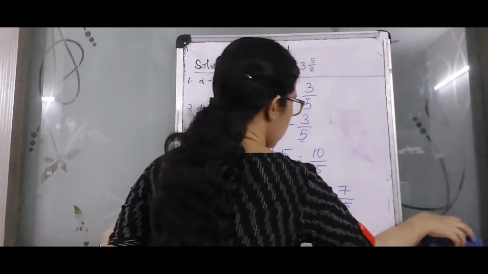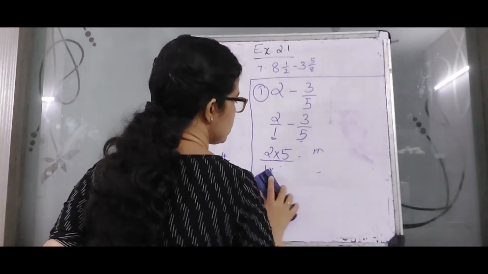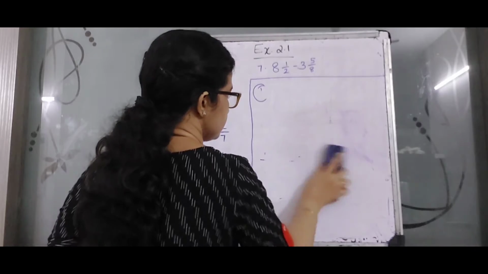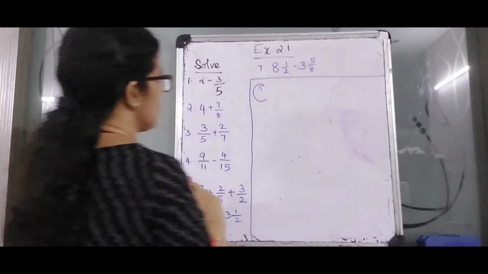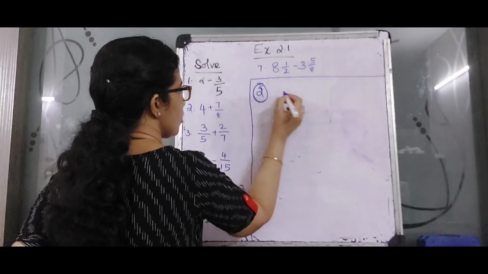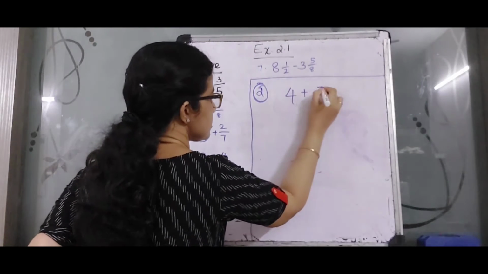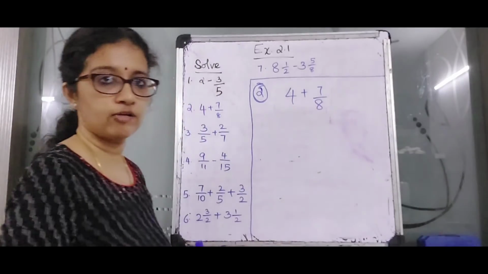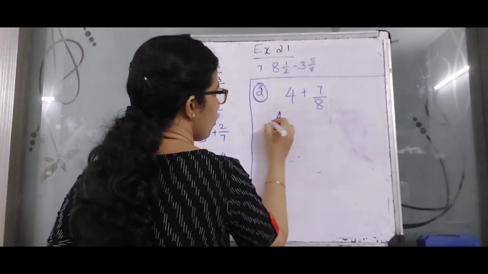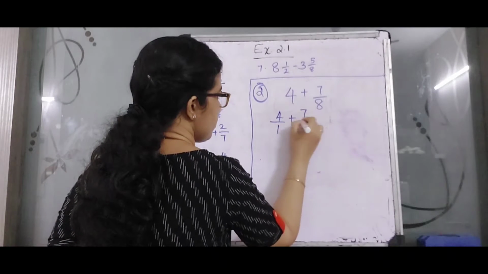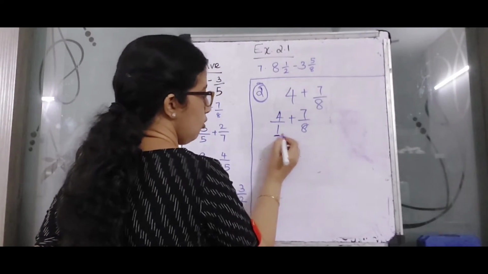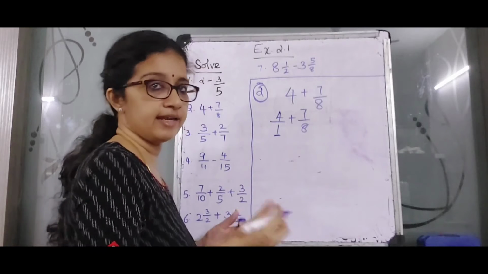Now let's move on to the second question. The second question is 4 plus 7 by 8. We have to do it in the same way. 4 can be written as 4 by 1 plus 7 by 8. So what we have to do? We have to make this 1 also into 8 so that we can add directly.